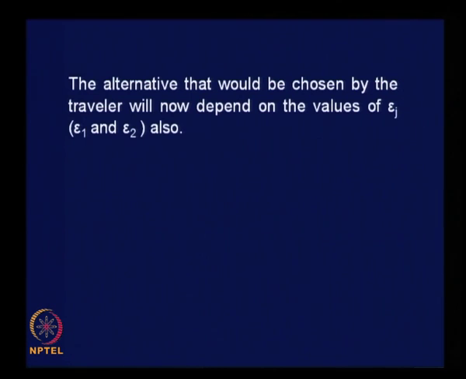The alternative that would be chosen by the traveler will now depend on the values of epsilon j, in this case epsilon 1 and epsilon 2, in addition to V1 and V2. Okay. The values of epsilon 1 and epsilon 2 will influence the choice of mode. That is how we need to understand the randomness in the choice process, right.